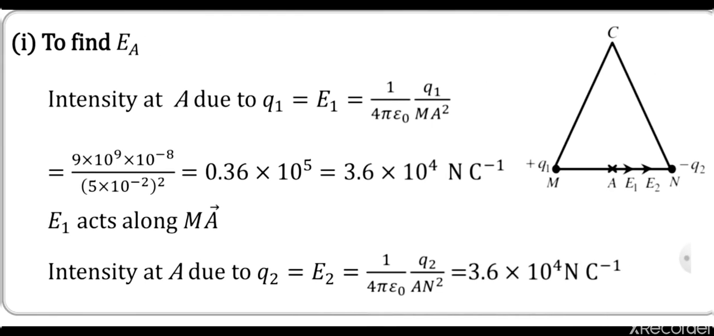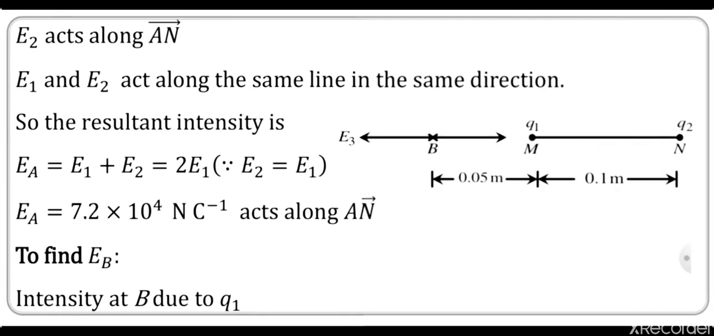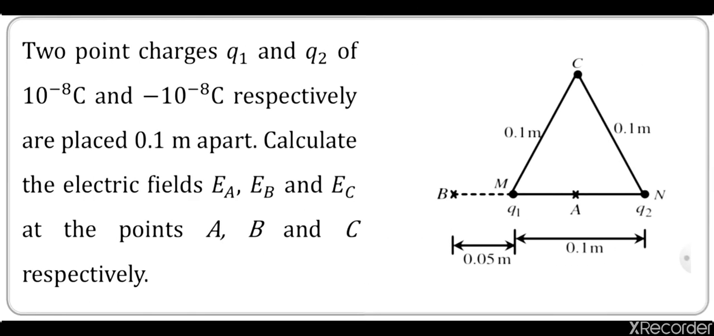Yes, both are acting with the direction towards AN. That is the resultant direction. Next, to find out EB, look at the picture. We have to find the resultant field at the B. The B is very closest to the charge Q1, but it is a little far from the charge Q2.